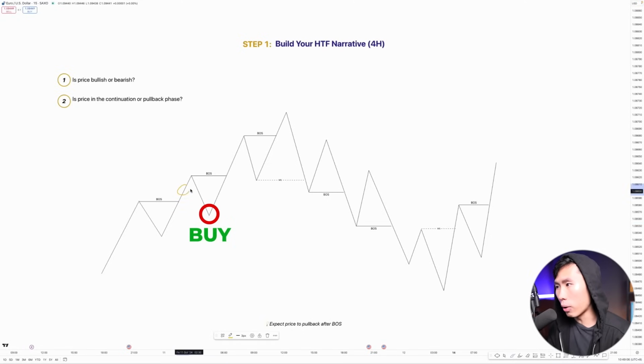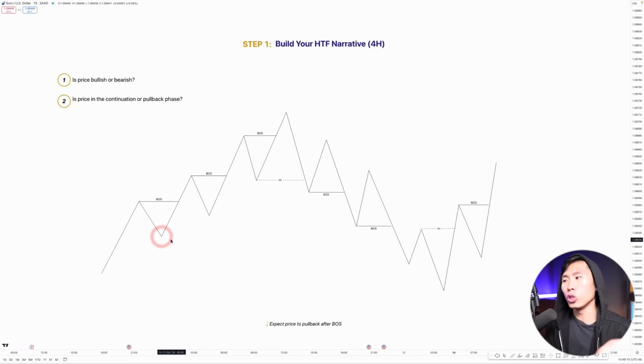Because if you enter for a buy right here, guess what? Your stop loss must be below this last higher low, and your risk is essentially much higher compared to if you're entering right here and you have your stop loss below this last low.